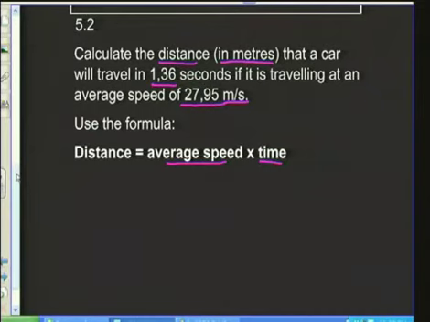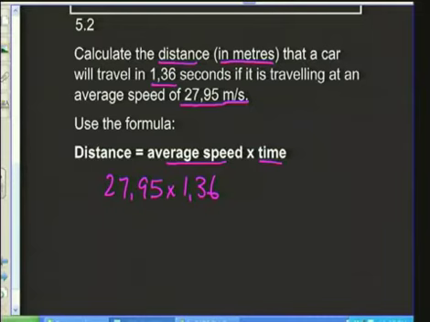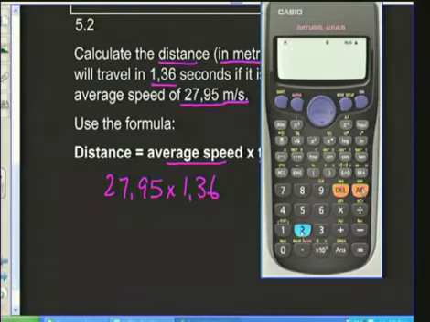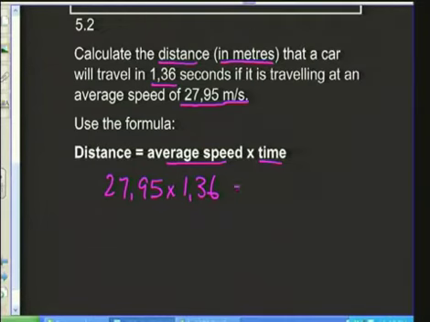Okay, so our average speed is 27.95 times by time of 1,36. Got to make sure that you're in the same units. We're dealing with meters per second, and those are seconds, so we are fine. I'm going to do this calculation, 27.95 times by 1.36, and we get an answer of 38,01 meters. So that's the distance in meters that a car is going to take to stop.